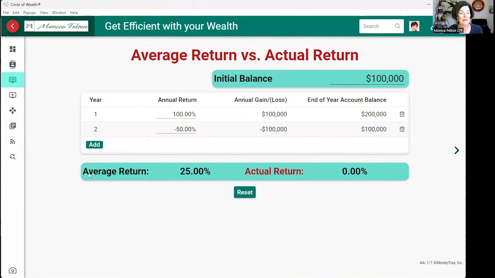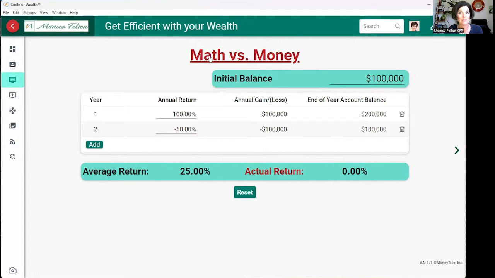So you can see that my average rate of return, which is 100 plus minus 50 divided by 2, is 25%. But my actual rate of return is 0. Because you see, average and actual, there's a difference. It's math versus money. When you're talking rate of return, you care about what's in your account at the end of the year. What's your balance? That is your real or actual rate of return.